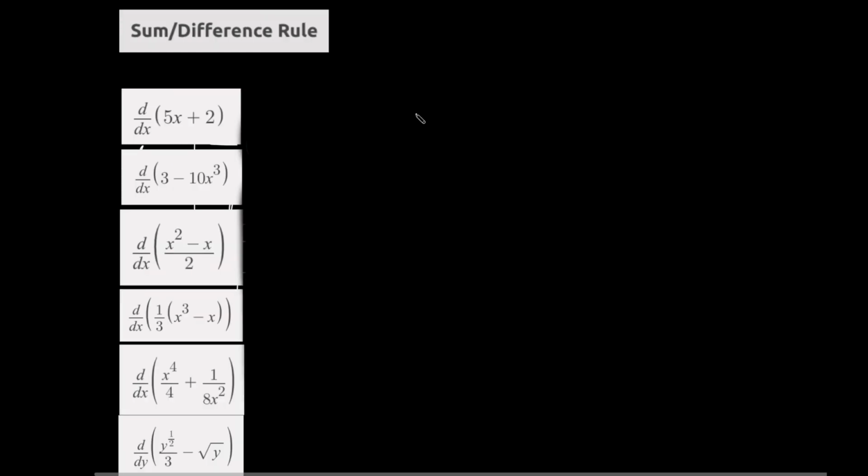So the power rule, all it states is if we have, say, x to the power of 4, this 4 will move to the front, and then here we subtract by 1. Okay, so we'll have 4x to the power of 3.